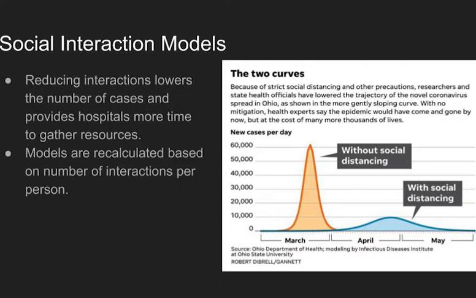The graph on the right is from March 2020, and it shows some predictions for the new cases of coronavirus, depending on the amount of social interaction which occurs on a daily basis. We see that more interactions lead to a larger spike in new cases per day, whereas the decreased social interaction leads to a much flatter curve, which is the blue one on the right.